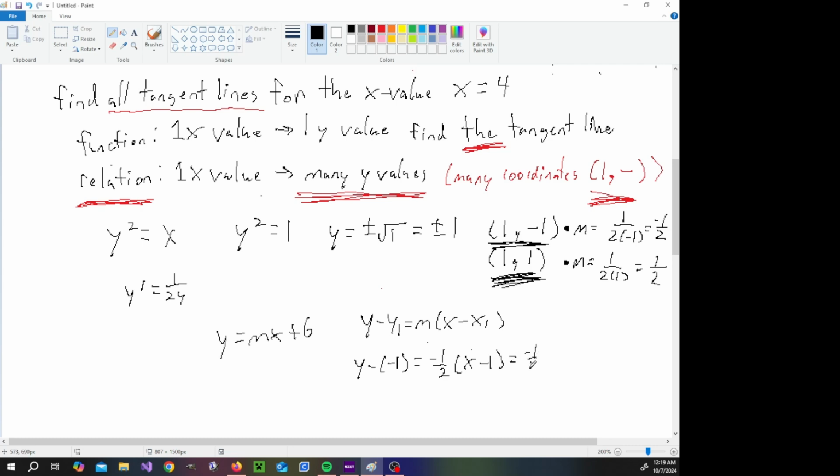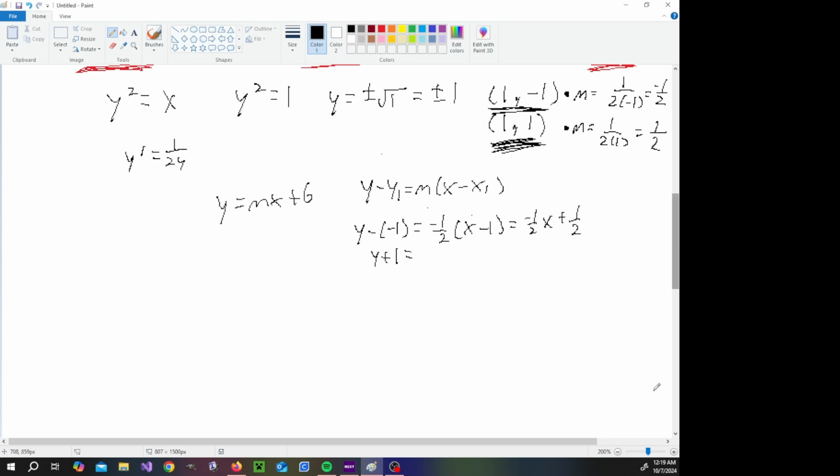And this negative 1 half can distribute to both parts, turns into a plus 1 half. This minus negative 1 turns into y plus 1, right? So now to solve, just to get y by itself, we need to subtract 1 from both sides. This turns into y is equal to negative 1 half x. 1 half minus 1 is negative 1 half.